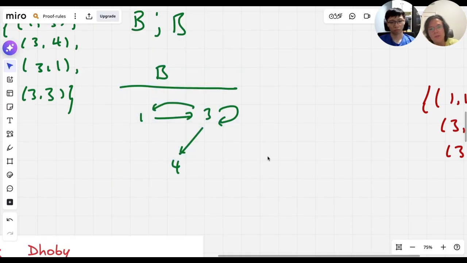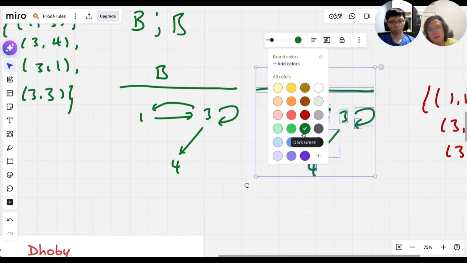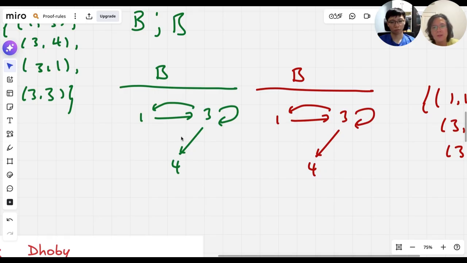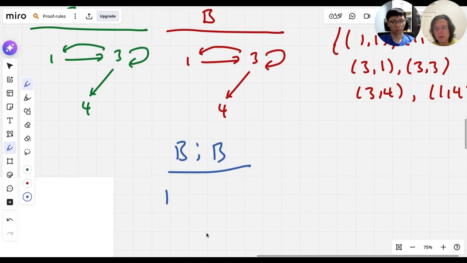So B compose B, you could also think of it this way. I'm gonna take this, copy paste it here, and I will change its color to, let's say, blue. Maybe green. Okay. So what is B compose B? I'm going to use blue here. Well, think of it this way, right? Let's look between the elements 1, 3, and 4.